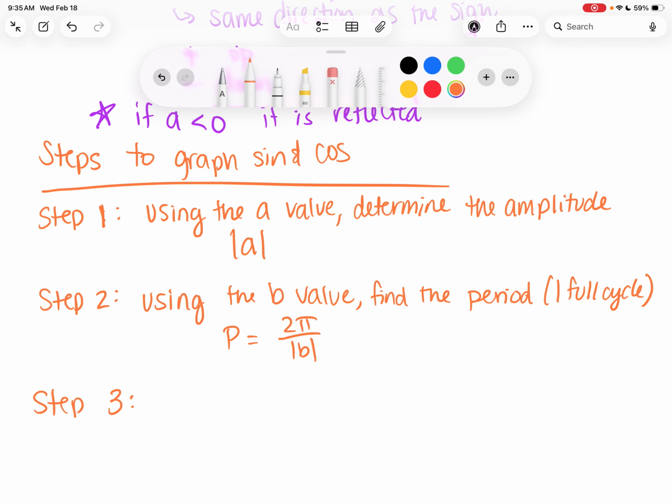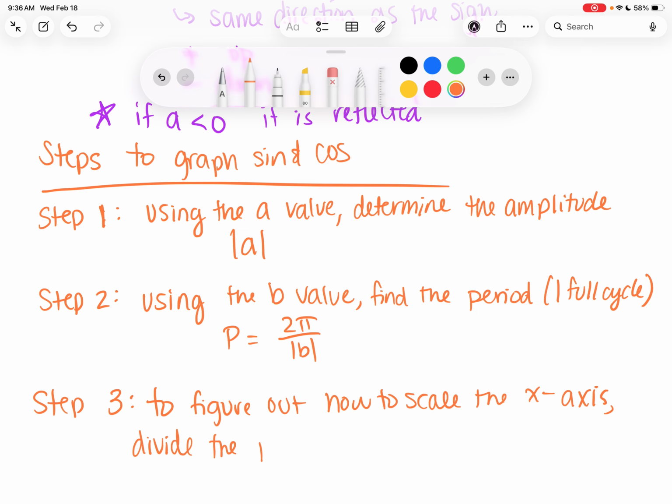Anyways, but I feel like it helps to figure out how to scale it, because they aren't all like pi over 2, pi, 3 pi over 2, 2 pi. That changes based on what we have. So the way we find that is with this method. To figure out how to scale the x-axis, divide the period by 4.